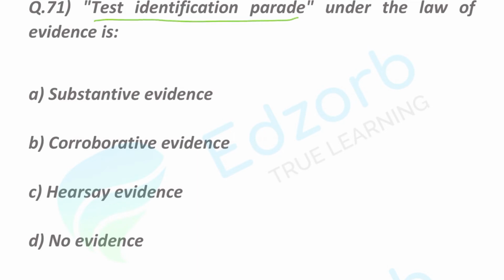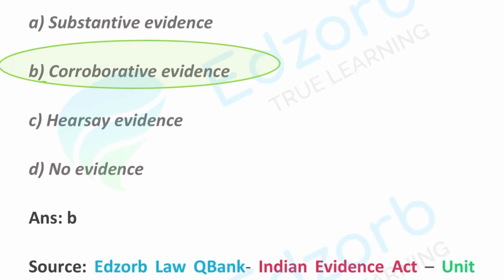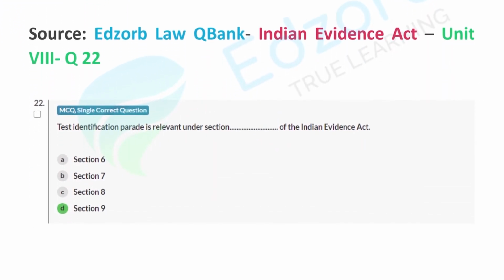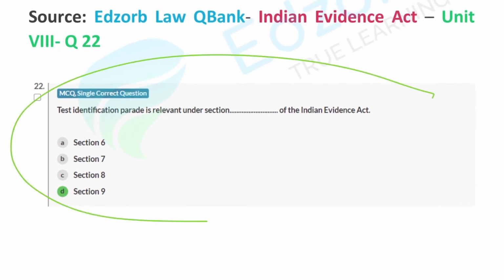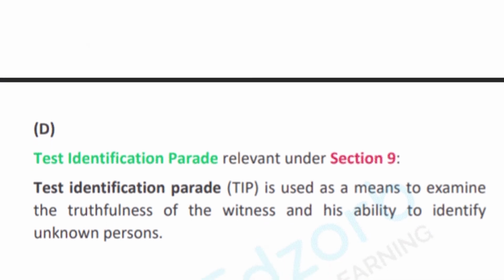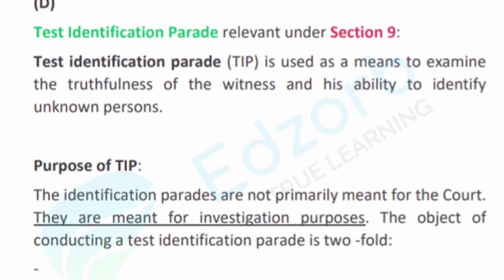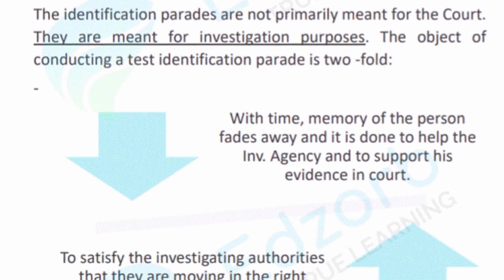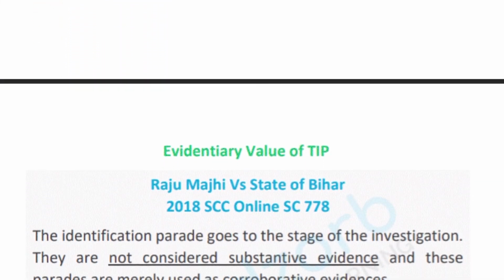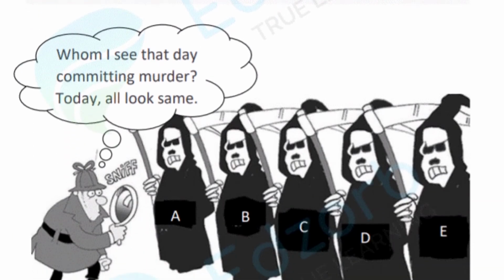So TIP under the law of evidence is actually corroborative evidence. Option B लगाना था आपको. This is in a way envisaged under section 9 of the Act. As you can see, we have also covered this under our question bank. Now, TIP is an essential tool with the investigating authority to establish the identity of persons relevant to a trial. Now, yes, persons are often lined up for such TIPs.